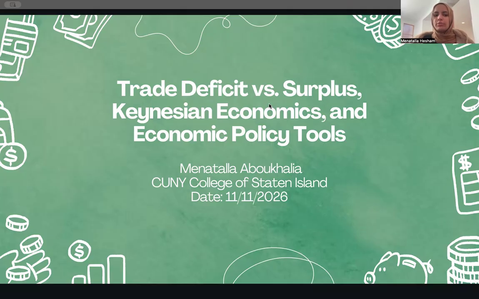Economic theory, and government policies that influence the economy. Specifically, we will cover trade deficits and surpluses, classical versus Keynesian economic theory, and how monetary and fiscal policy can stabilize the economy. By the end of this presentation, you will have a clear understanding of how these concepts interact in the real world.